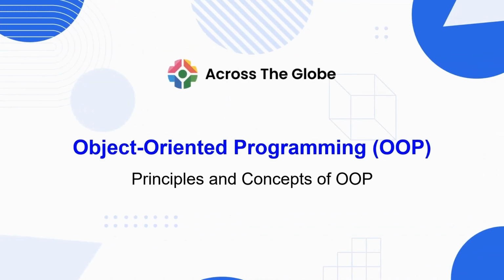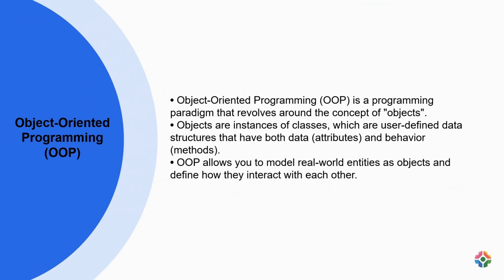Today, we will learn about Object-Oriented Programming, OOP. Object-Oriented Programming, OOP, is a programming paradigm based on the concept of objects. These objects are instances of classes, which are user-defined data structures comprising attributes (data) and methods (behavior). OOP enables the modeling of real-world entities as objects and specifying their interactions.